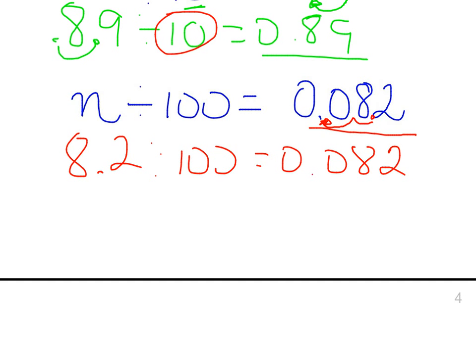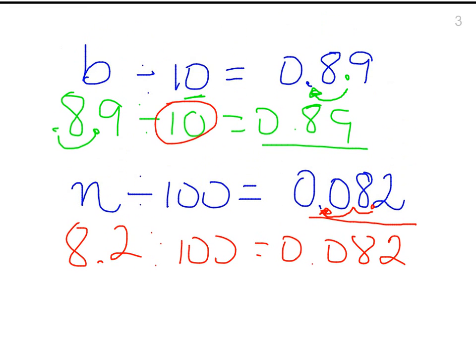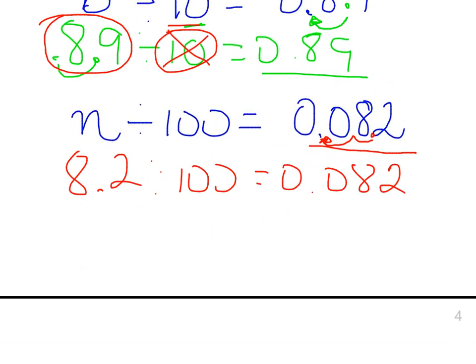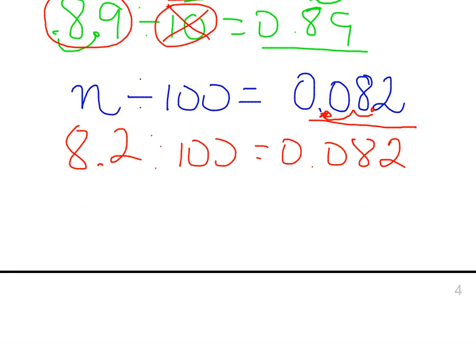Okay, so on this last one, it wasn't the 10 that's the answer because we were given that. It's the 8.9 that's the answer. Sorry about that. Whoops. Okay, so on this one, the answer is the 8.2 because that's what we would have divided by 100 to get the 0.082.